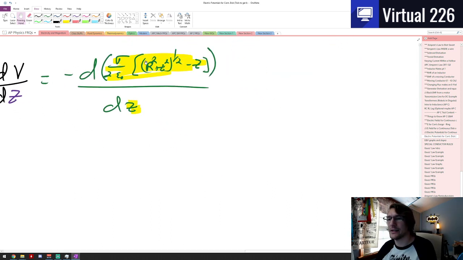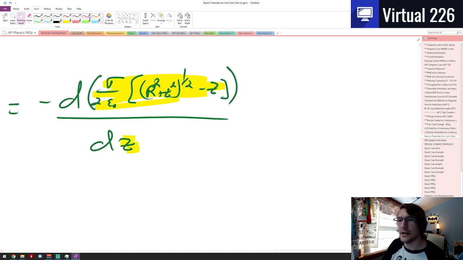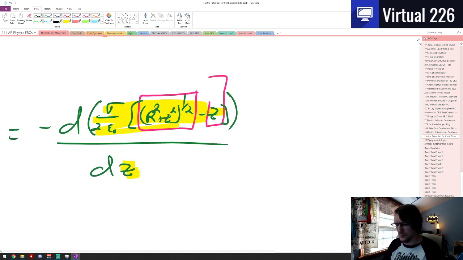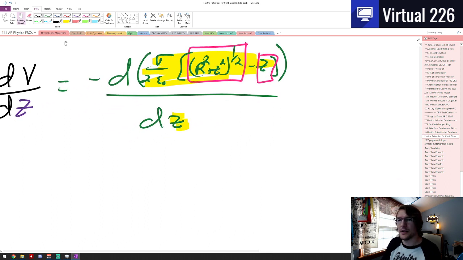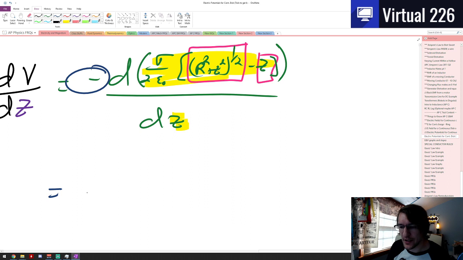If we look at it, the only thing we really have here is a derivative of z, which is very straightforward. It's just going to be 1. This here, the r squared plus z squared to the 1/2, is a little bit more complicated. We have to implement a chain rule. But if we do this, we're going to get our negative, which we haven't forgotten about. Negative, let's just float it there for a while. Here are our constants, sigma over 2 epsilon naught.